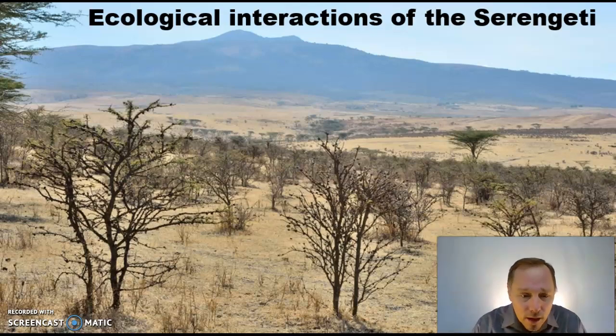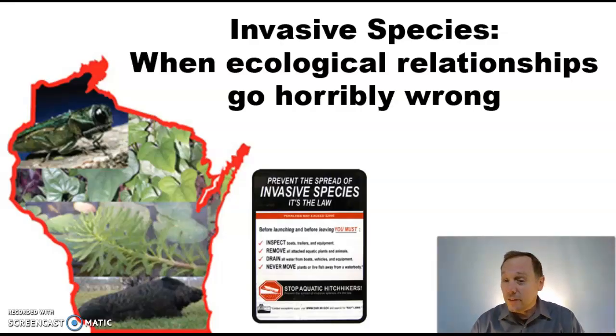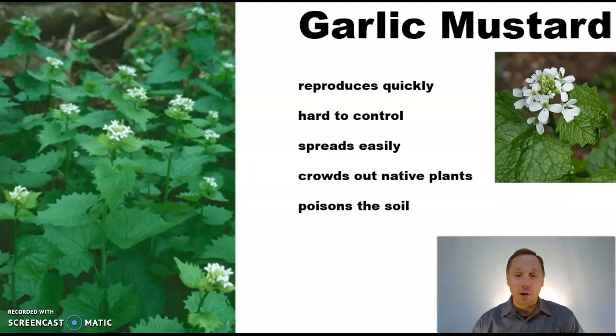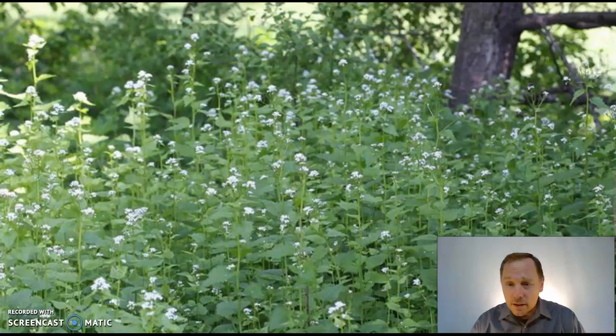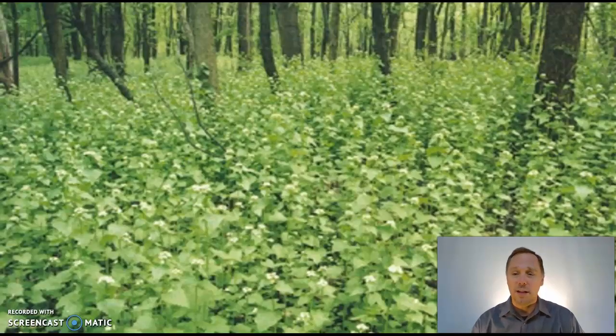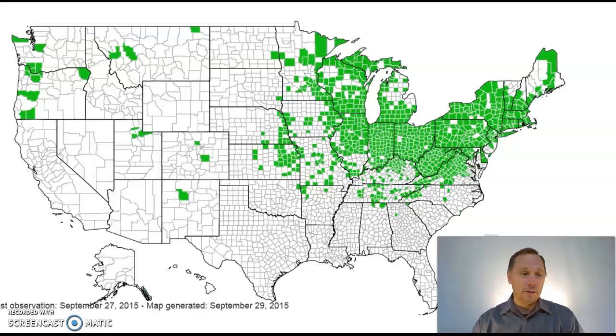The last thing I want to cover today is invasive species, when ecological relationships go horribly wrong. Oh, yikes. So here in Wisconsin, we have this thing called the garlic mustard. Oh, pretty little flower, right? Wrong. Reproduces quickly, hard to control, spreads easily, crowds out native plants, poisons the soil. Get out of here, garlic mustard. Look at that. This forest is trying to grow and it's just being clogged with garlic mustard. Here we see a map of the United States showing the problem.